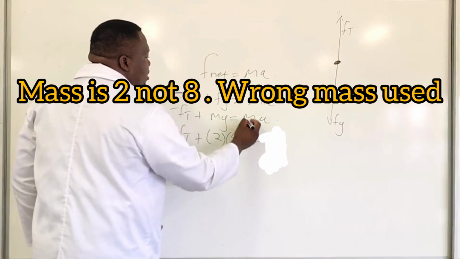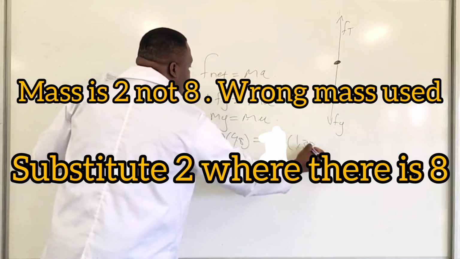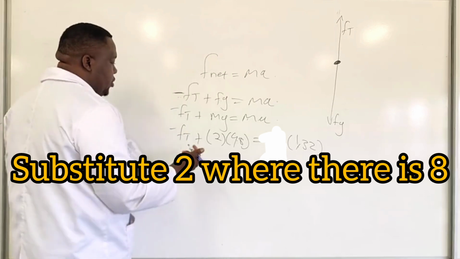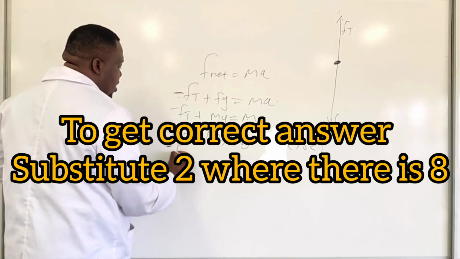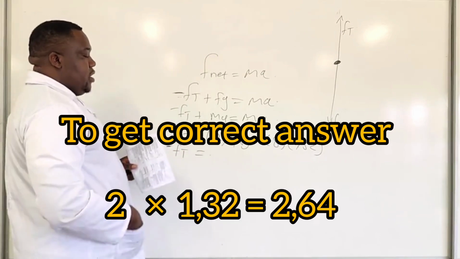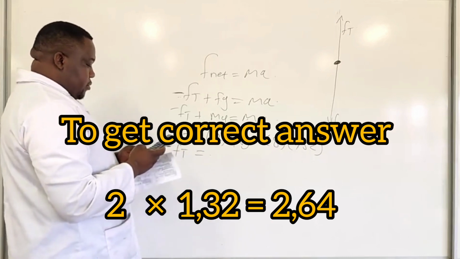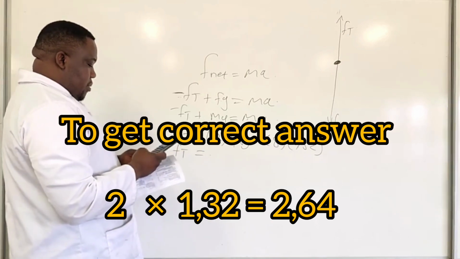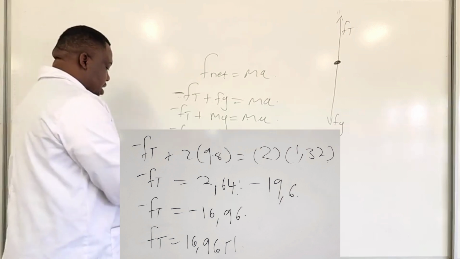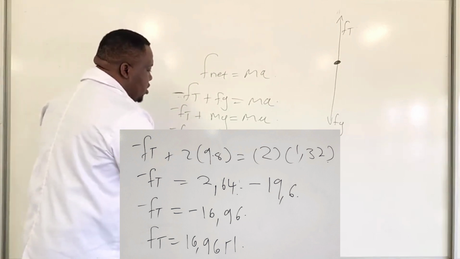We have 9.8 there. Mass is 8. Acceleration is 1.32. Then, if we want to get the tension minus tension, we just subtract these two. So we're going to have 8 multiplied by 1.32, which will give me 10.56. Then we want to subtract this one.